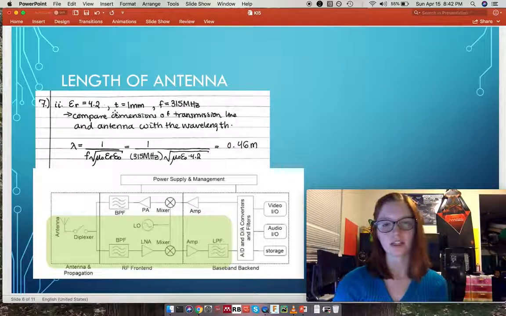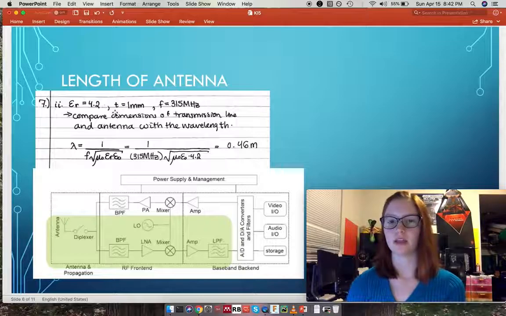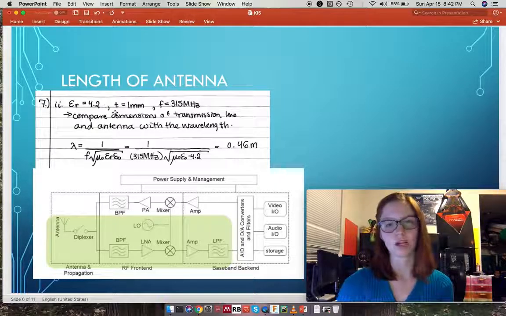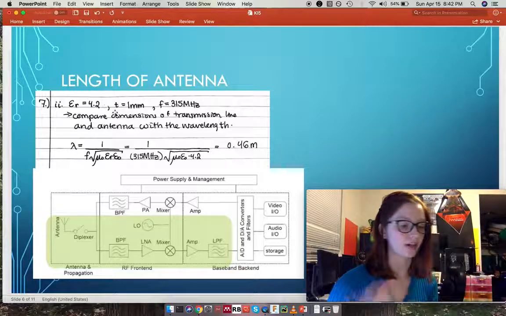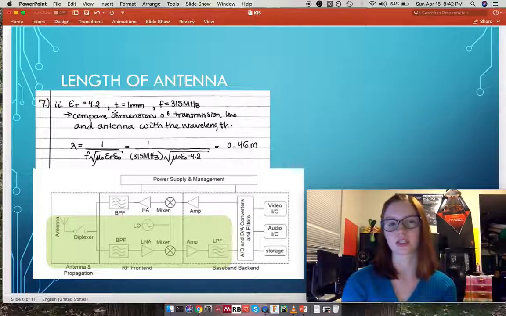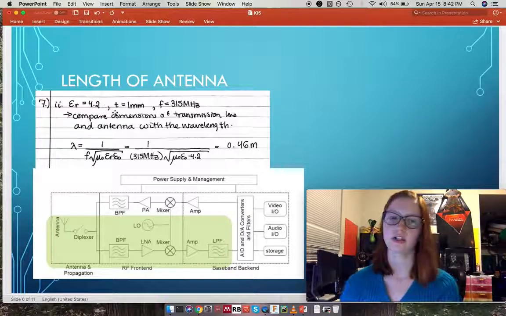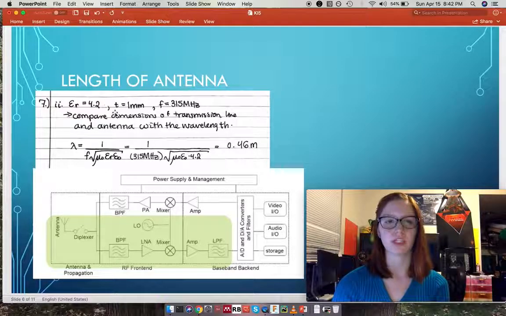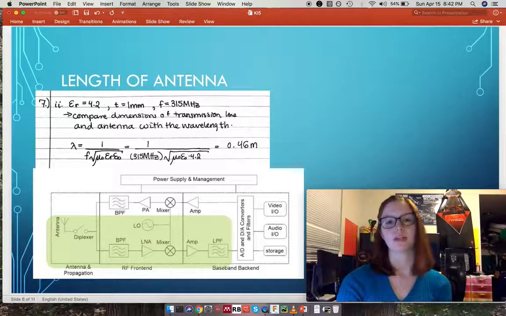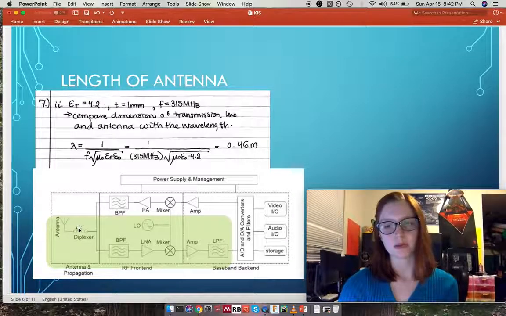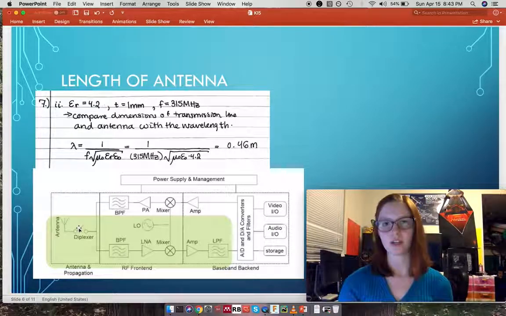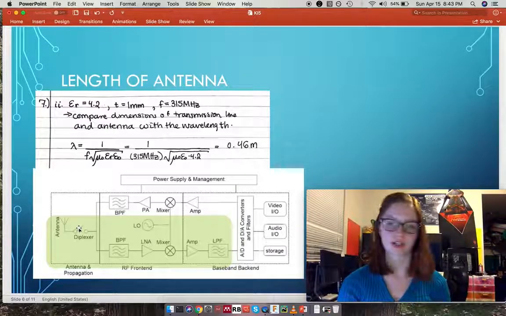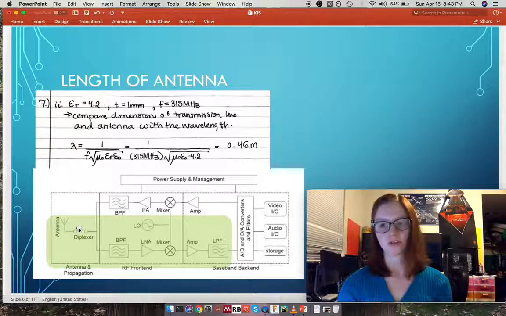The wavelength is approximately half a meter. So we want our physical length, our electrical length, to be equivalent to this wavelength here. And we can see that after the antenna, it goes through this diplexer, down here at the bottom. A diplexer is basically just a two-line multiplexer, so that it can receive and transmit signals without any interference or being restricted in either direction.